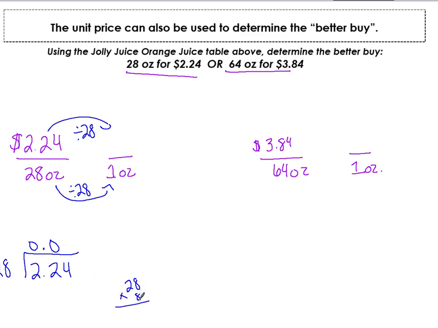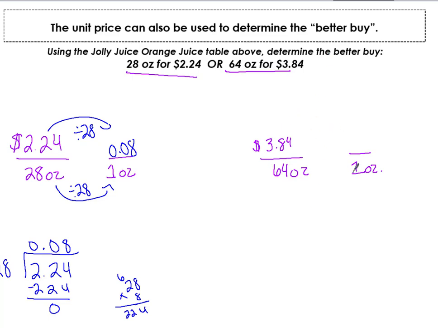And let's see if that goes in there. That's 64. Oops, I did that backwards. Oh, come on, eraser. There you go. 64, 16 plus 6 is 22. So yes, it goes in exactly, 224. So the unit price is 8 cents. It's 8 cents per ounce if I buy the 28 ounces for $2.24.